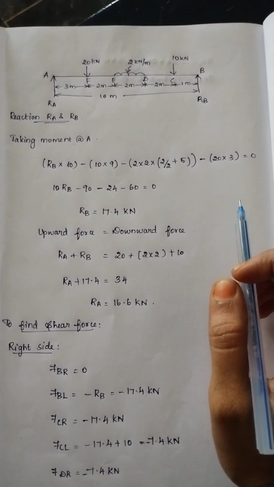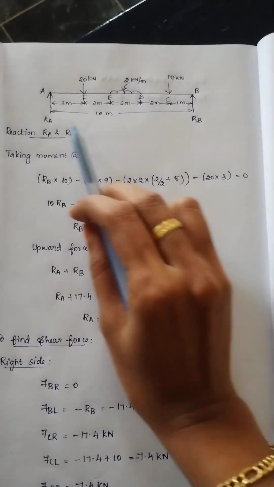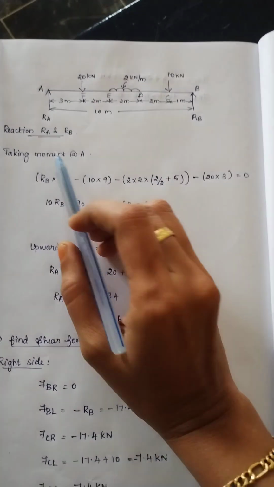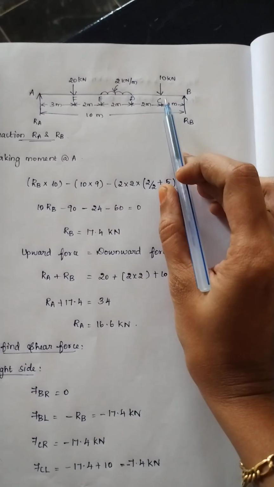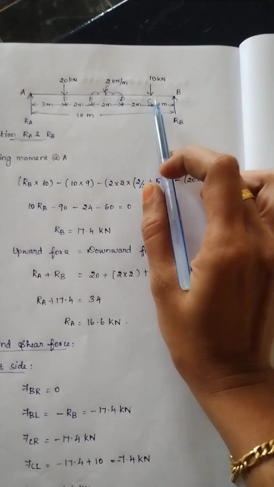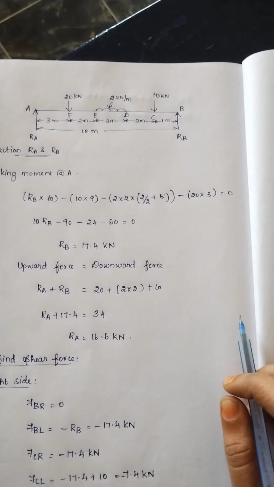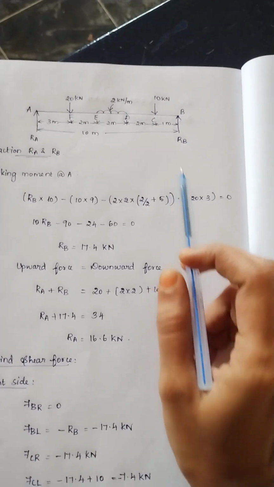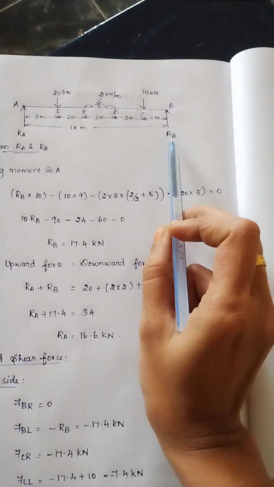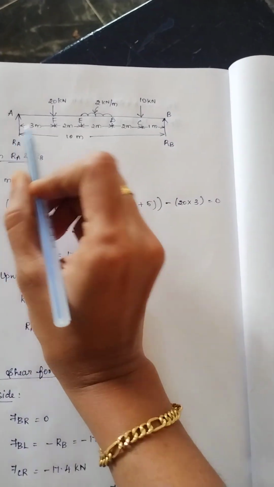For the simply supported beam, we want to calculate the end support reactions RB and RA. First of all, taking moment at A. As we know, for point load we have to consider the load into distance, and for UDL we have to consider the load into distance by 2. Therefore, I am taking moment at A from end B. Therefore, RB into the total distance 10.